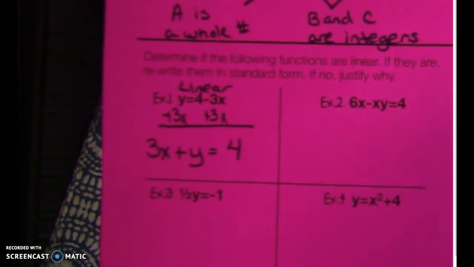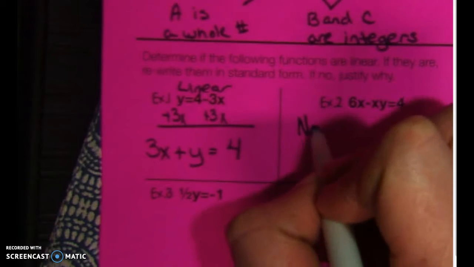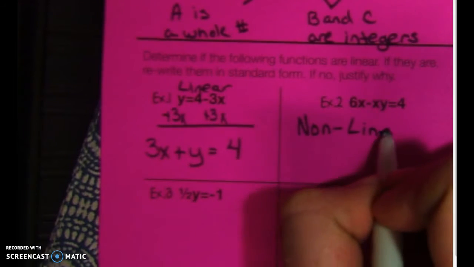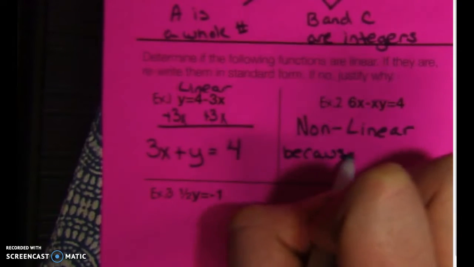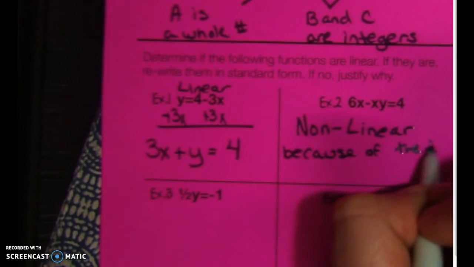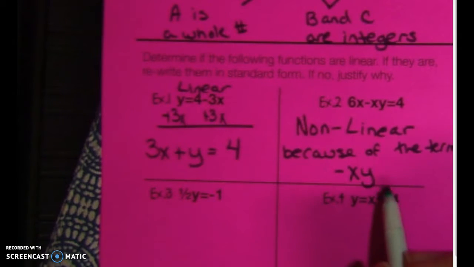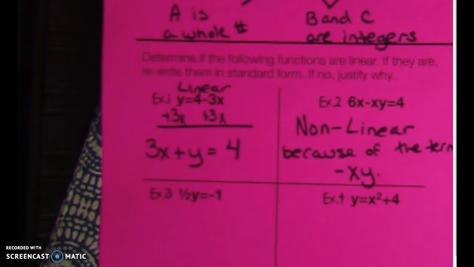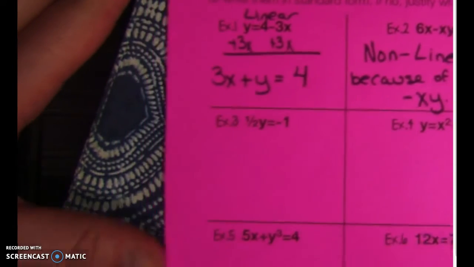All right, in example 2, do you think we're linear? No, we're what we call, if we're not linear, we're going to say non-linear. And we're going to say this is because of the term negative xy. Because I can't be multiplying x and y. They have to be by themselves. Because to be in standard form, x is a separate term and y is a separate term. Here they're together.